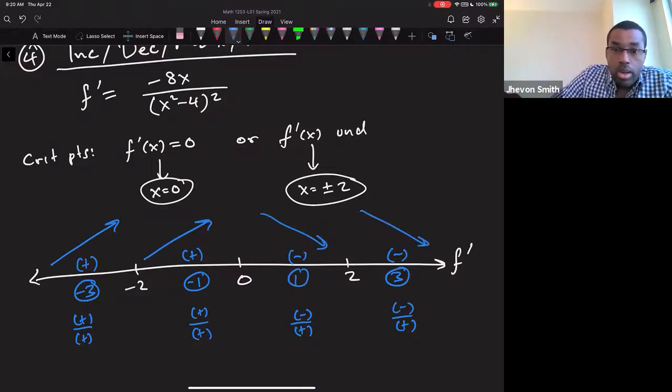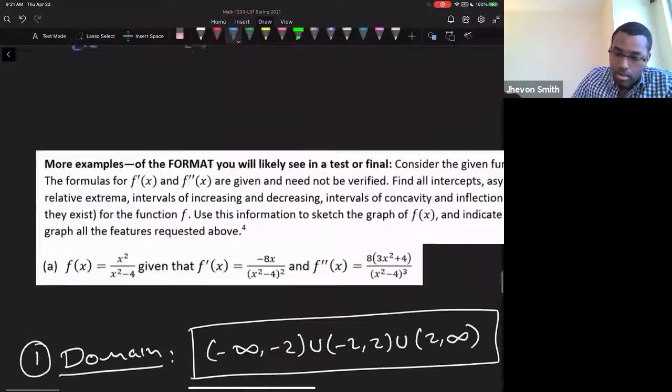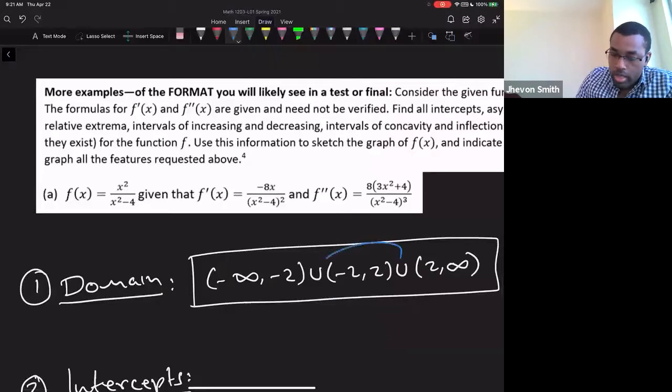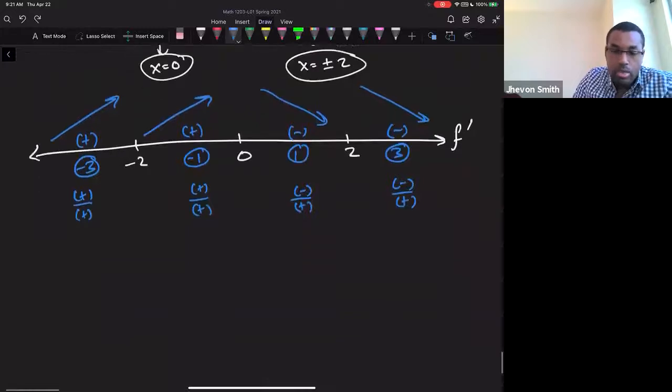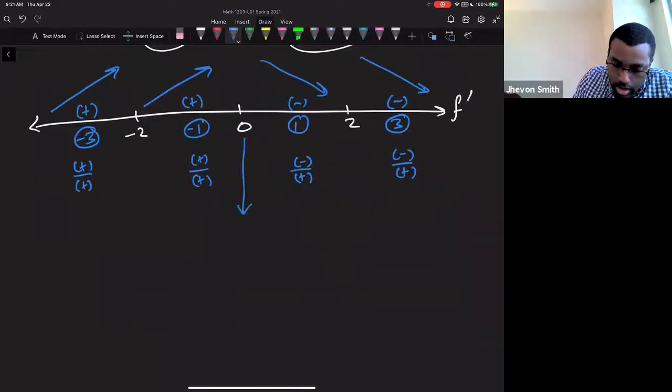Now, question, is 0 a maximum? Yes or no? Yes. Yeah, because 0 is in the domain, right? 0 falls in here. And at the same time, we're increasing on the left, decreasing on the right. So 0 is a maximum. Notice that there are no minimums. And we also know that f of 0 equals 0. So that's the origin, 0, comma 0.